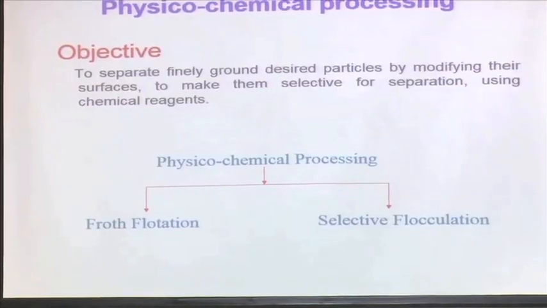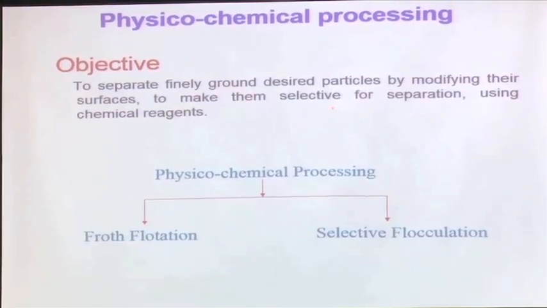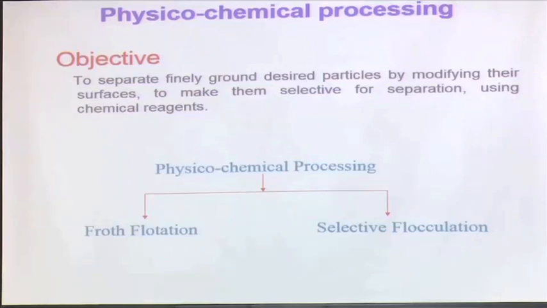Now, that is about the chemical part. Now, physico-chemical processing: here the objective is that I want to separate my finely ground materials by modifying their surfaces. What do I mean by modifying their surfaces? If I have two particles and I put them into a water medium, and after some time you take them out and look at them under a microscope, you will find that there is a water layer on the surfaces of some of the particles and no water layer, or a very thin water layer, on another particle. What is it telling?